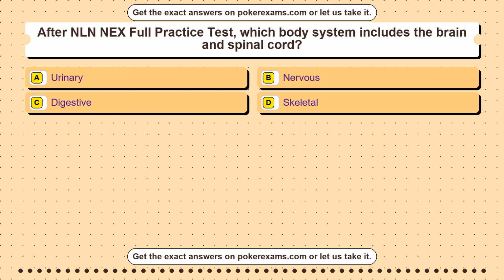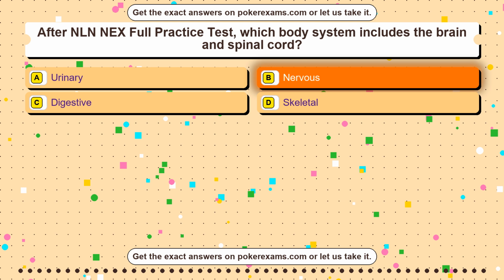Question 16. After get functions practice, which graph is best for showing change over time? Option A Venn diagram. Option B line graph. Option C pie chart. Option D map. The correct answer is option B.